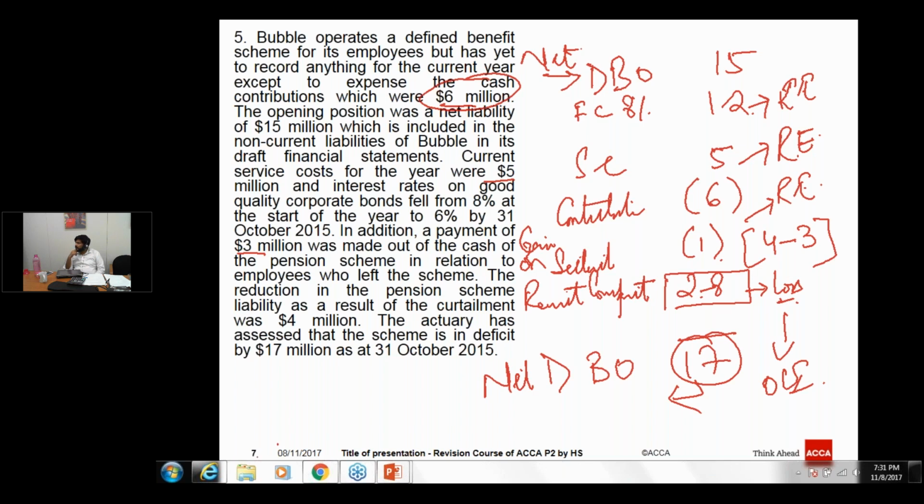What will be the double entry for the contribution paid? When we pay the contribution, we have to debit the plan assets and credit cash or bank. So plan assets should be debited and bank or cash will be credited when we pay the amount into the plan assets.